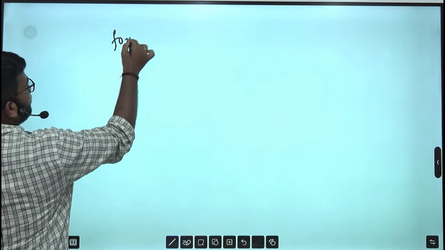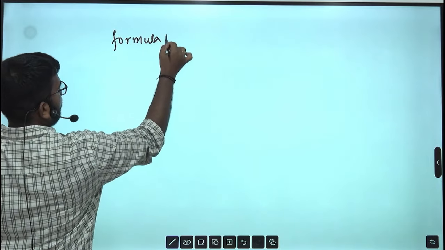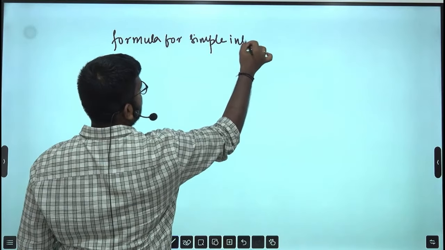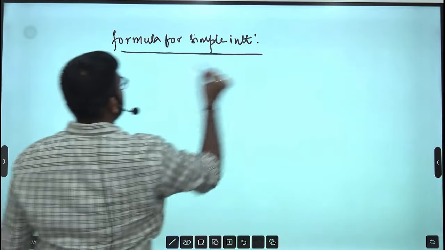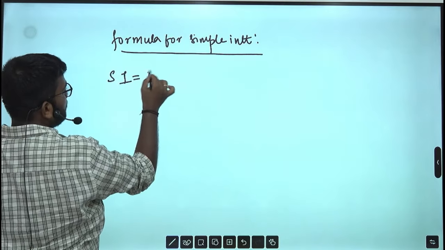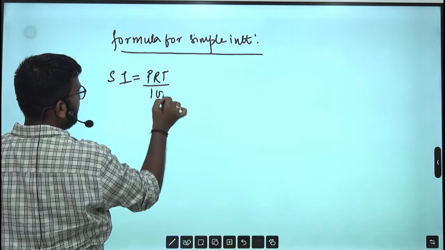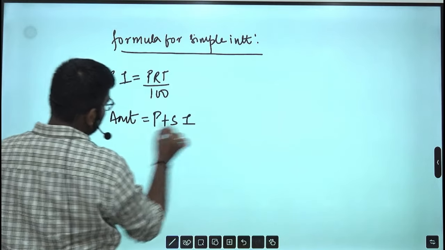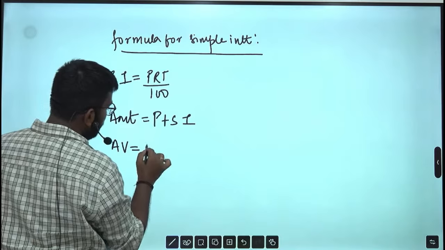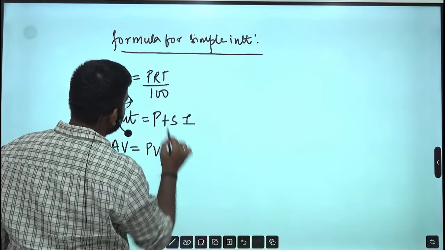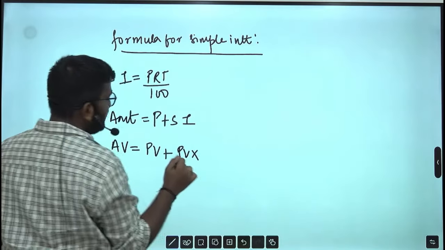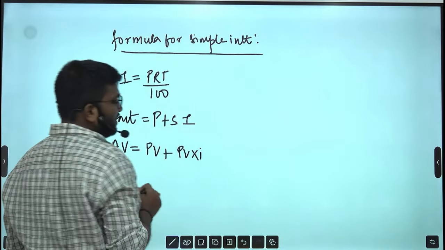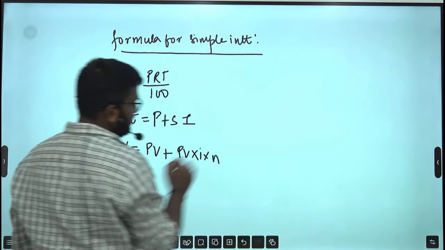Formula for simple interest, I missed out there. So simple interest is what? PRT by 100. Amount is what? Principal plus simple interest. Amount is accumulated value. P is present value. Plus P into R by 100 is what? R by 100 is what? Interest rate expressed in decimals. And T is number of years.